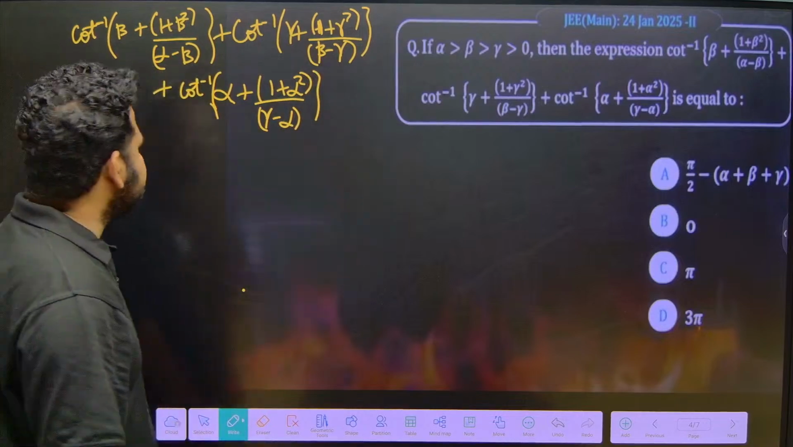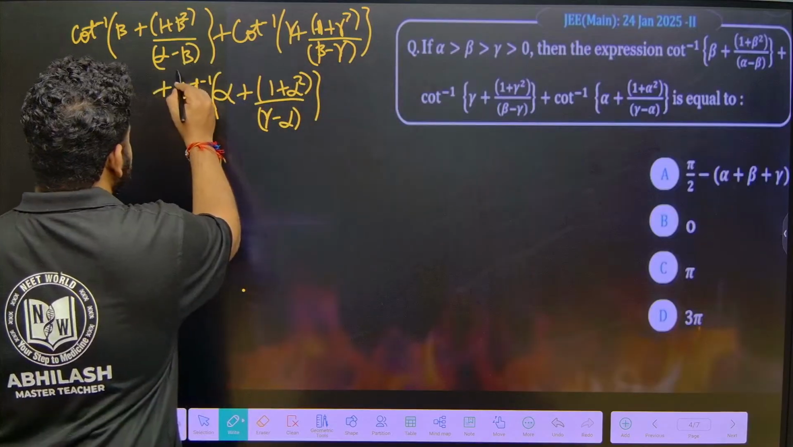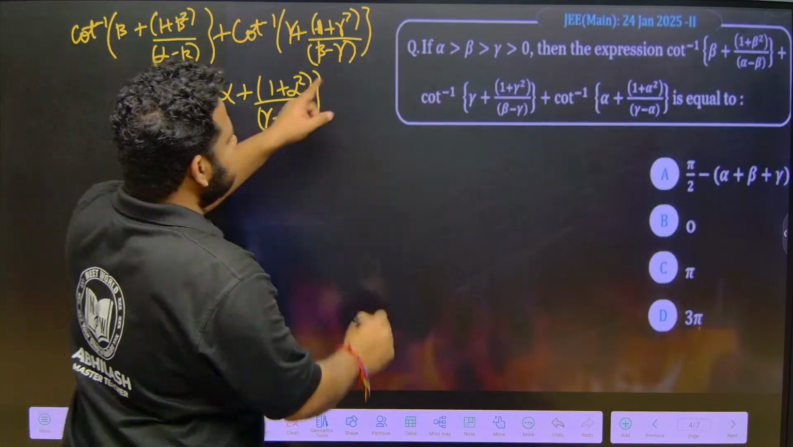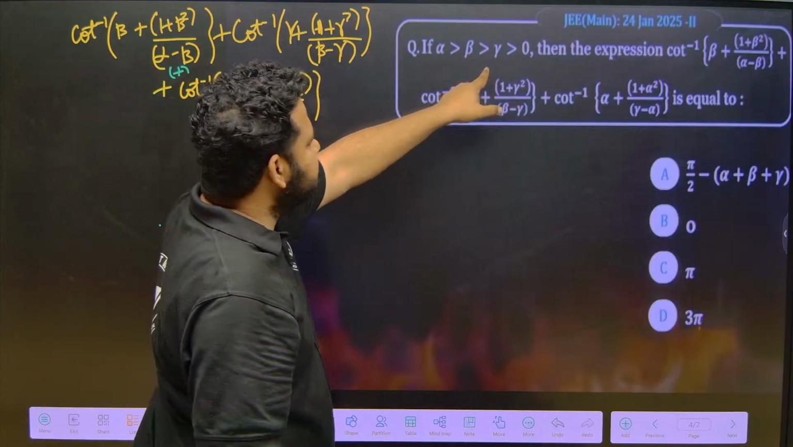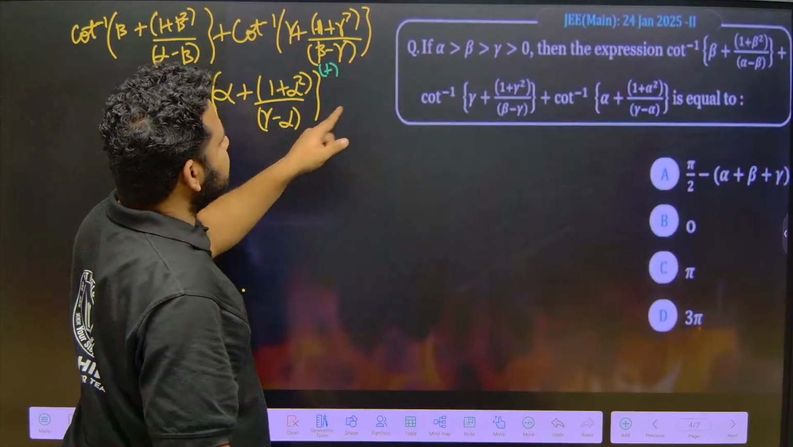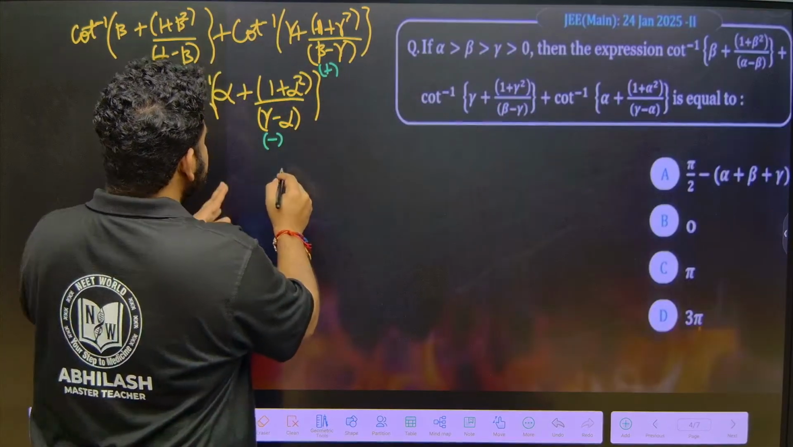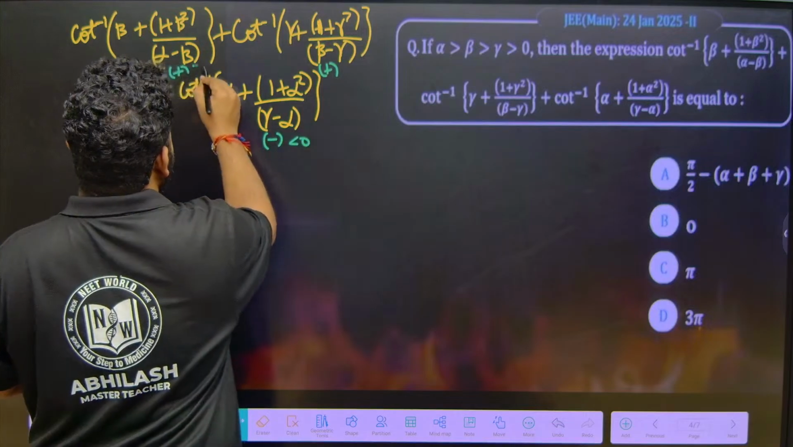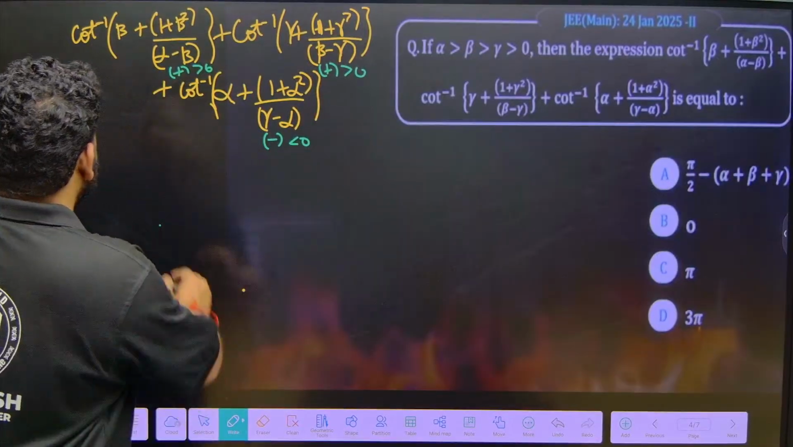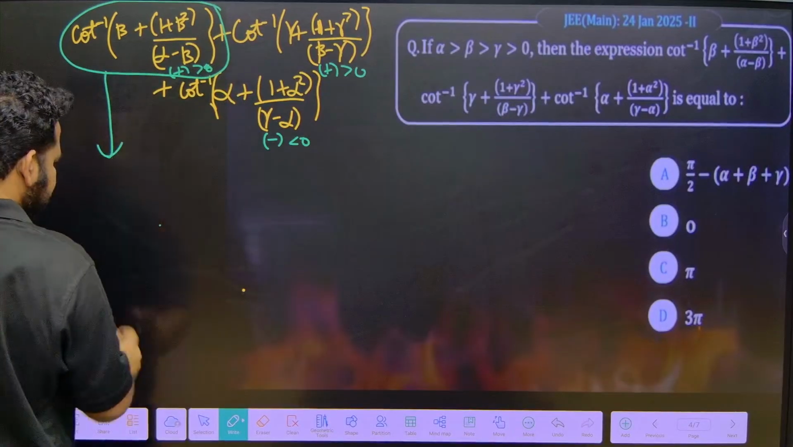Now understand one thing here. Alpha minus beta means alpha is greater, so this is positive. Beta minus gamma means beta is greater than gamma, so this is also positive. But what about this one? Gamma minus alpha means gamma is smaller than alpha, so this will be negative, less than 0. So for this, let us consider the first term first.